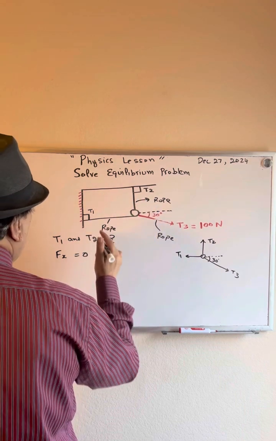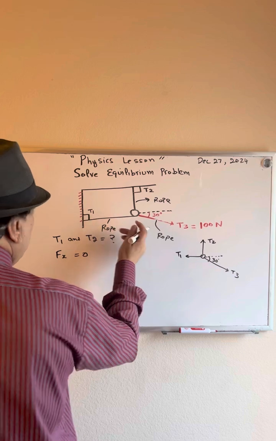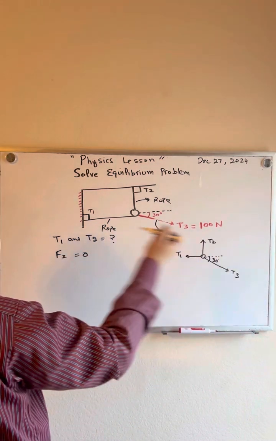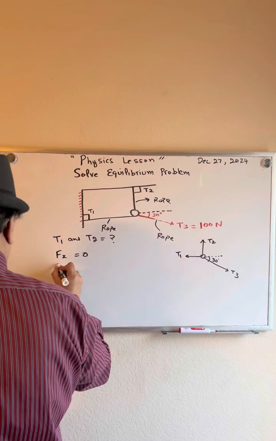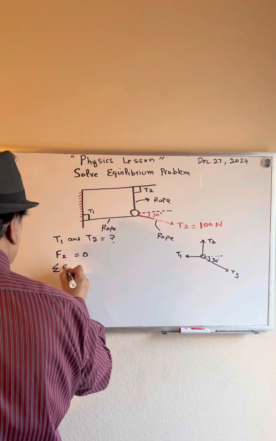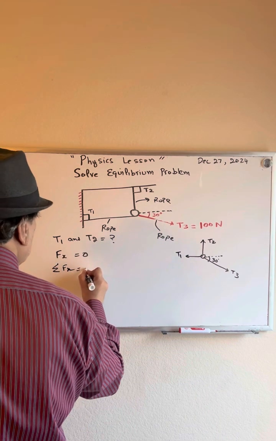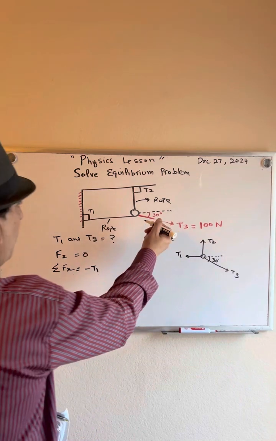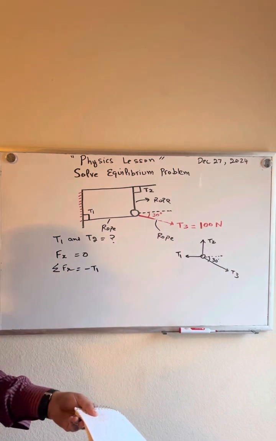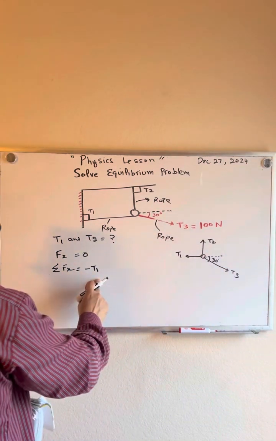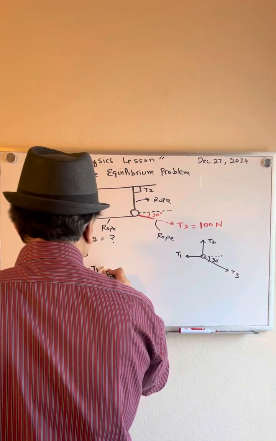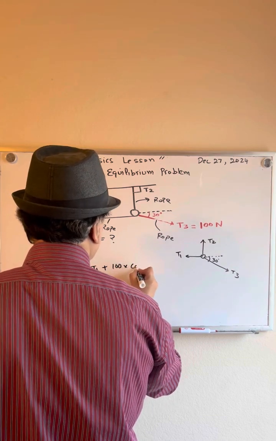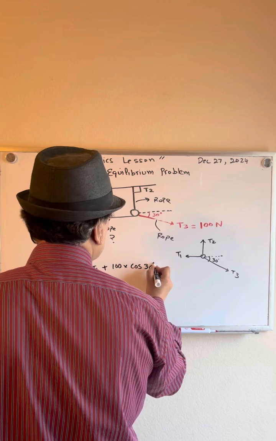Now this tension T1 is pulling the ball in its own direction, so it's pulling it in this direction. So then the summation of F_x would be equal to minus T1, because the ball is being pulled in this direction. That's why I have minus T1, plus 100 times cosine of 30 degrees.